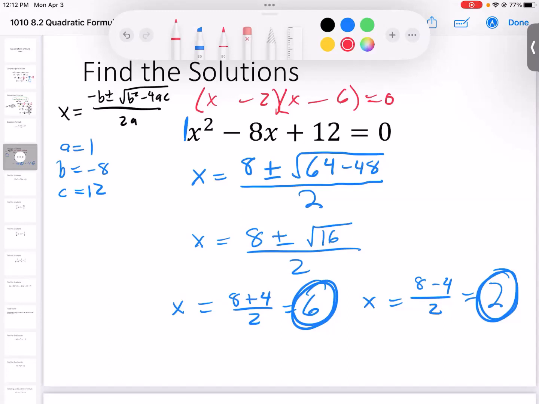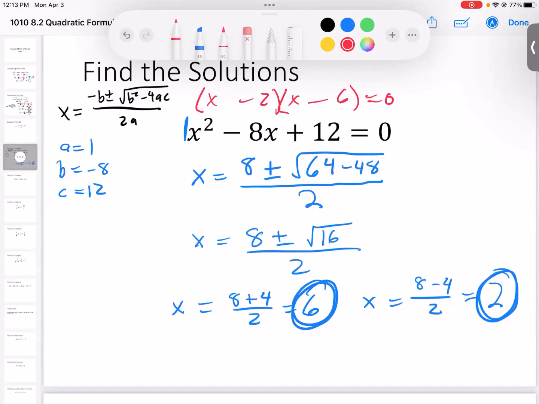So you can solve them by factoring, or you can solve them with the quadratic equation. But the quadratic equation and completing the square are basically the same process. One of them is just stuck in a formula. One of them is a process that you calculate. All right, any questions on that?